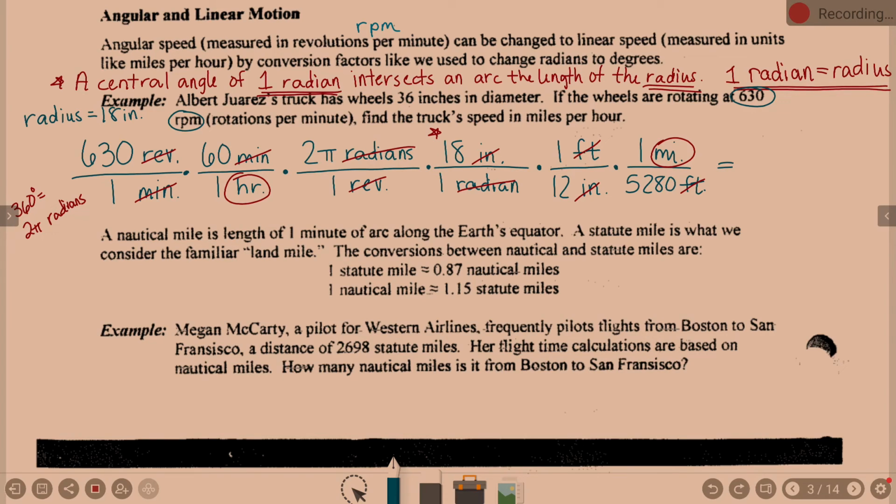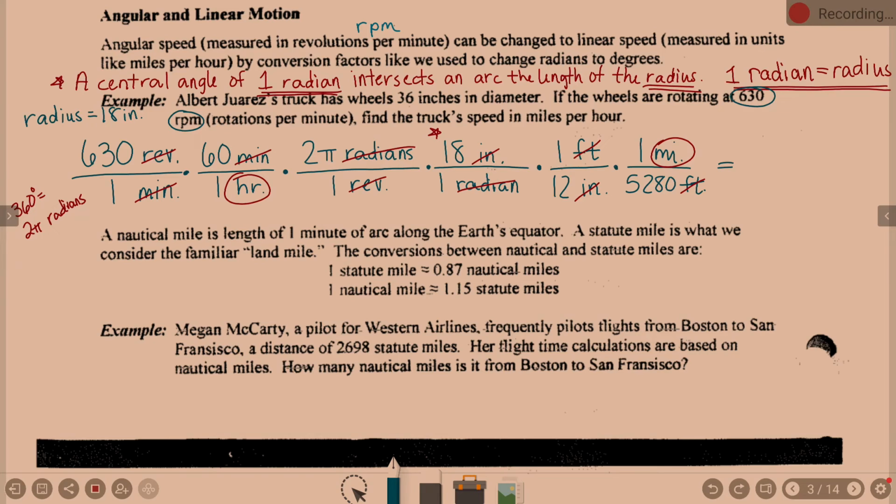Now, another option, if you're not a fraction bar person, you will also see me do 630 times 60 times 2 pi times 18 in parentheses, divide, begin parentheses. That is important to put parentheses in the denominator. 12 times 5280. That would get me there.